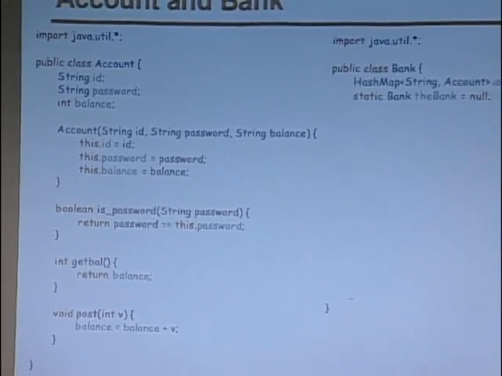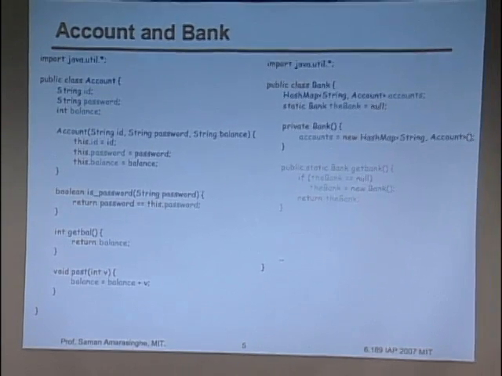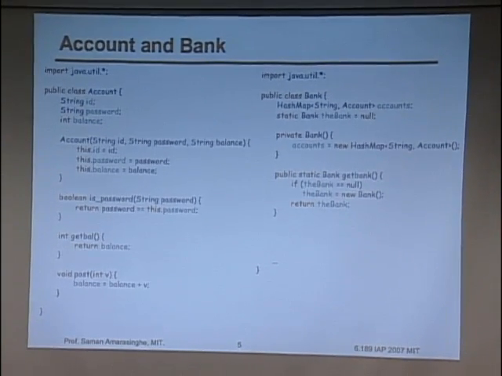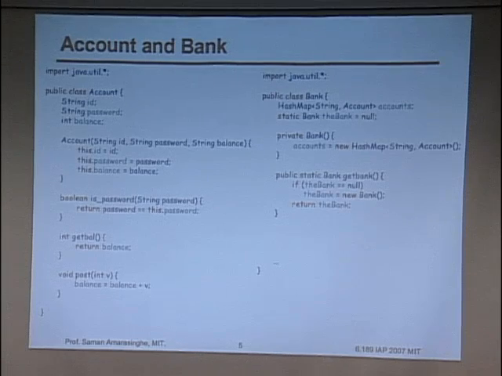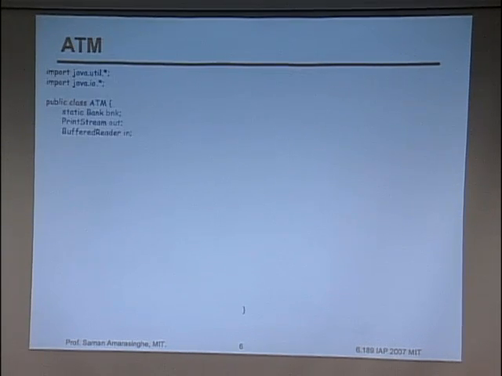And if you have a bank, you have a bunch of accounts in a hash map. You create the hash map in here. And then you can create a bank, and you can get an account given an ID.